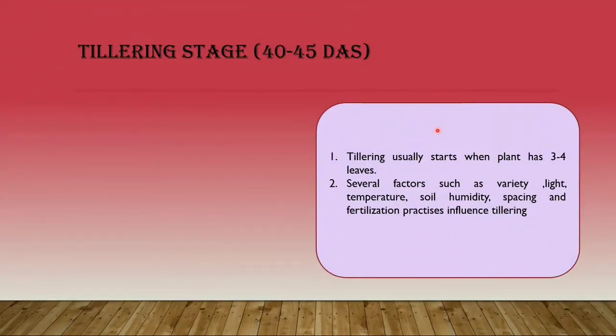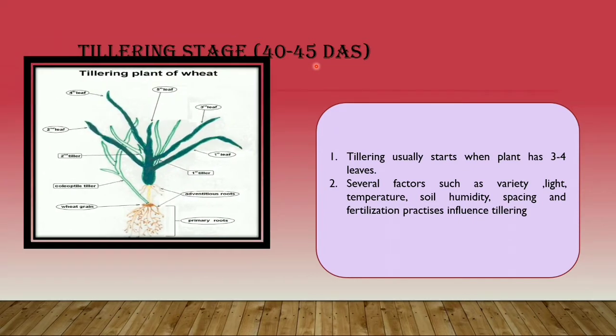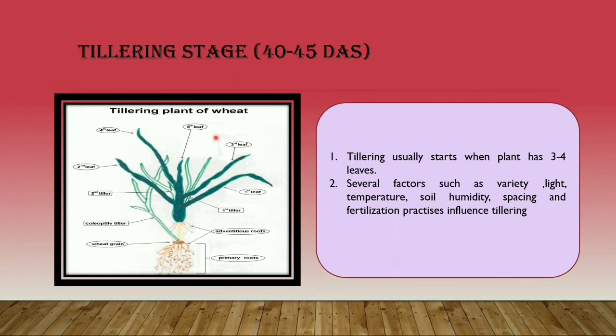Let's see the tillering stage, which occurs at 40 to 45 days after sowing. Tillering plant of wheat. You can observe the tillers of the wheat plant. Tillering usually starts when the plant has 3 to 4 leaves. Several factors such as variety, light, temperature, soil humidity, spacing and fertilization practices influence the tillering, which is at the stage of 40 to 45 days after sowing.